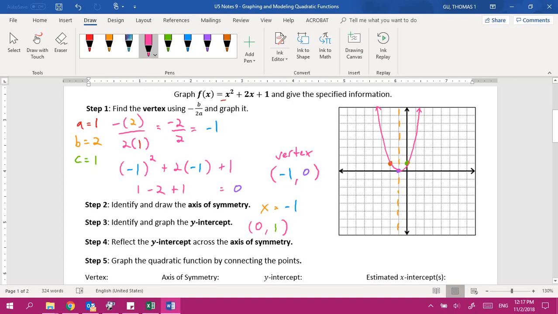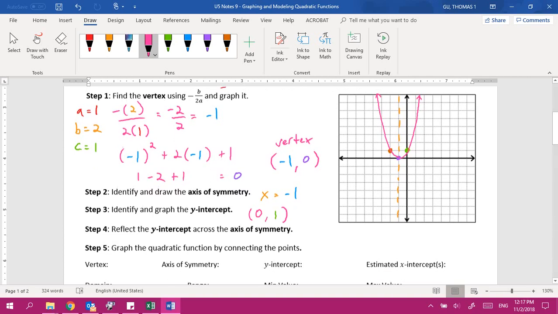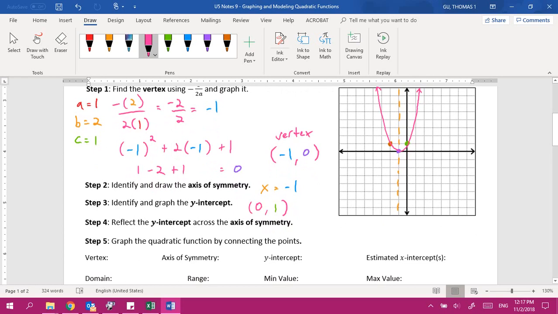So hopefully you guys remember, we already did this with the vertex form, right? And now we're just doing it in standard form. But it's exactly the same concept. Let's give all of the attributes at the bottom that they're asking for, just for more practice. A couple of these we already found. We already found the vertex. What's the vertex? Negative 1, 0, right?